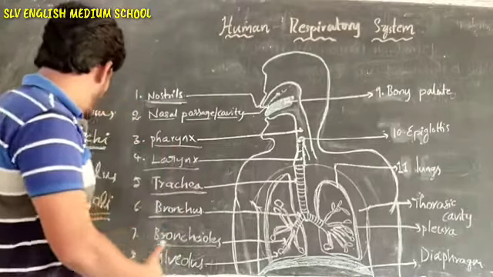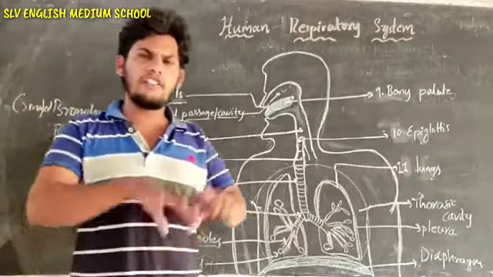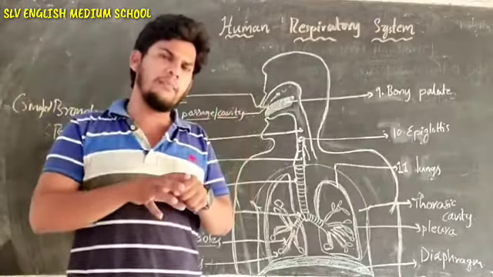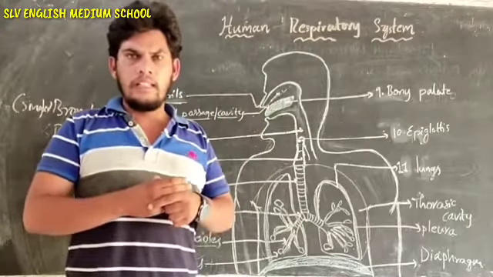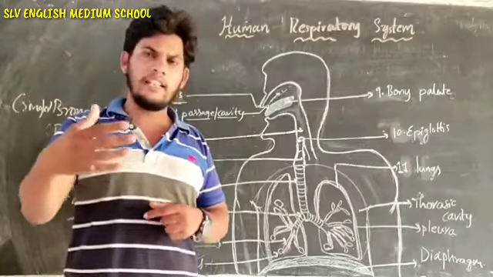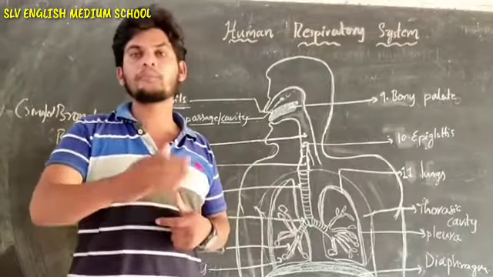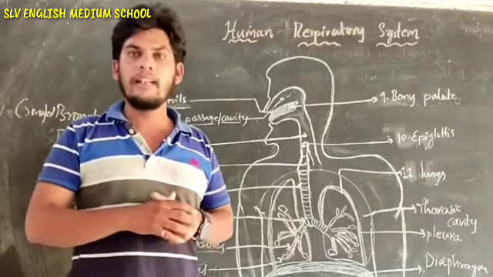So these alveoli are microscopic structures. These alveoli are surrounded by capillaries, a bunch of blood capillaries. Gas exchange takes place between the alveolus and the blood capillaries, because there is blood in the blood capillaries.